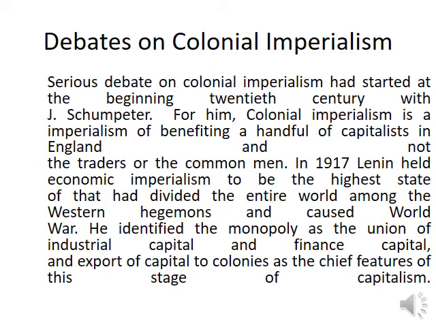Serious debate on colonial imperialism had started at the beginning of the 20th century with Joseph Schumpeter. For him, colonial imperialism is the imperialism of benefiting a handful of capitalists in England and not the traders or the common man. So that is one different source of understanding from Joseph Schumpeter in the first decade of the 20th century. Then another one, in 1917, Lenin held economic imperialism to be the highest stage that had divided the entire world among the Western hegemons, and that would cause the world war as well. And he identified monopoly as the union of industrial capital and finance capital, and export of capital to the colonies as the chief features of this stage of capitalism.